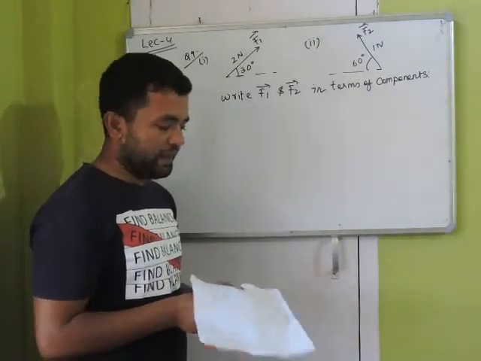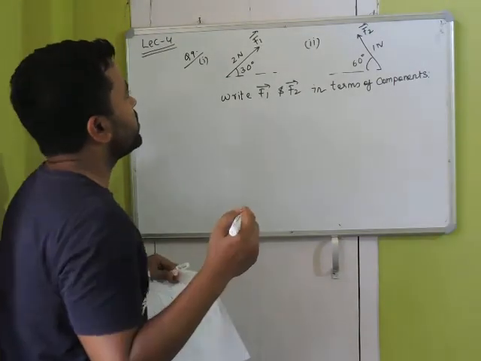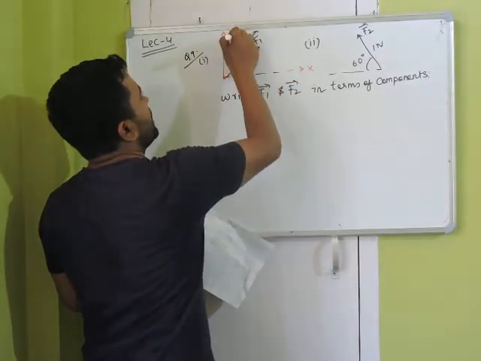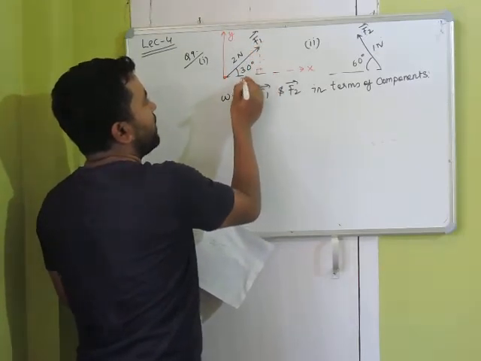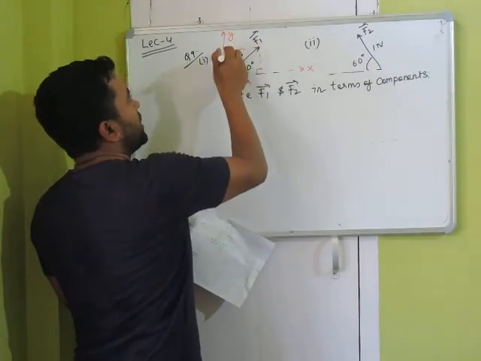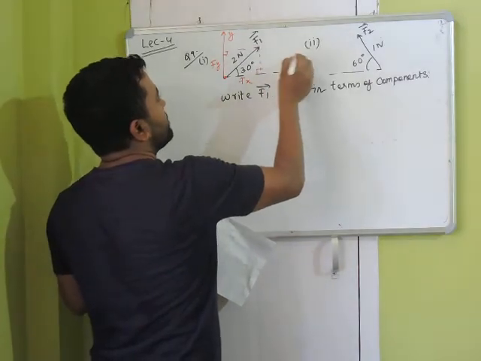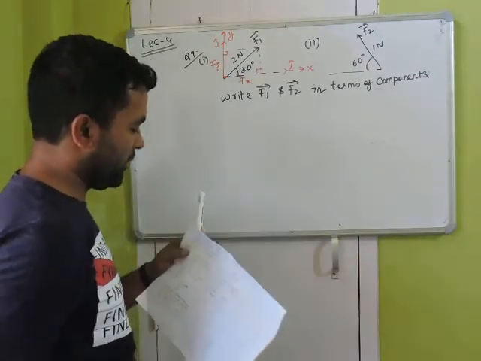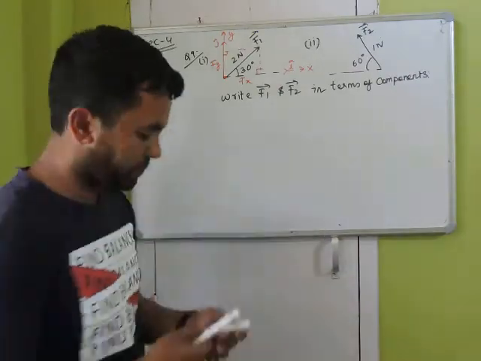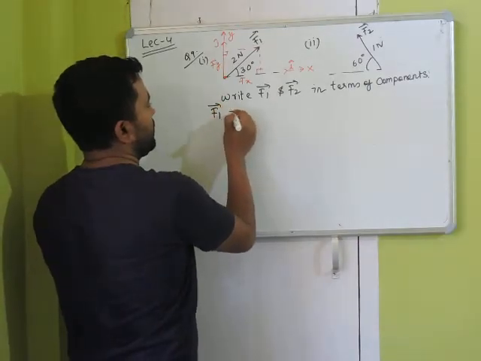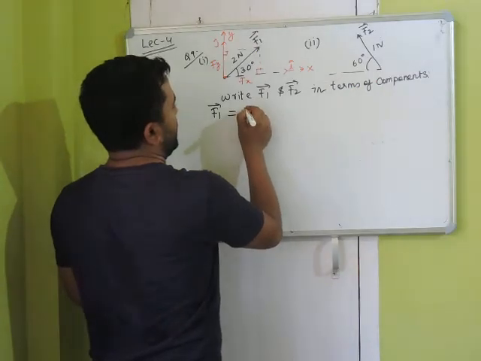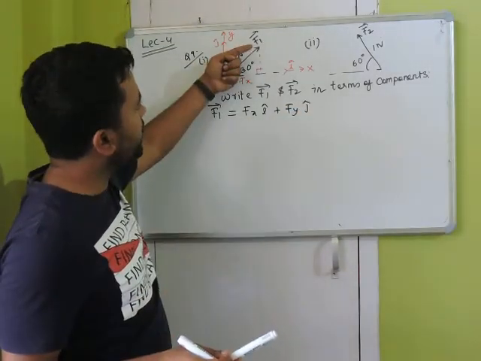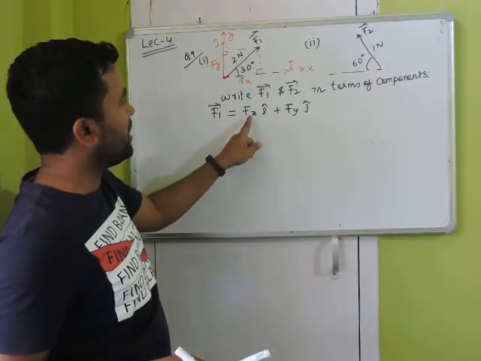Now if you recall the idea of how we find components, at the tail of the vector I draw the x-axis and y-axis. Then I draw a perpendicular. This is my Fx component, and I drop a perpendicular here. This is my Fy, and the unit vector along this is i cap, and along this is j cap. This force F1 can be written as Fx i component plus Fy j component. Again, these components are not vector quantities. A component is a projection, just this length. If I multiply the length with direction, it becomes a vector.